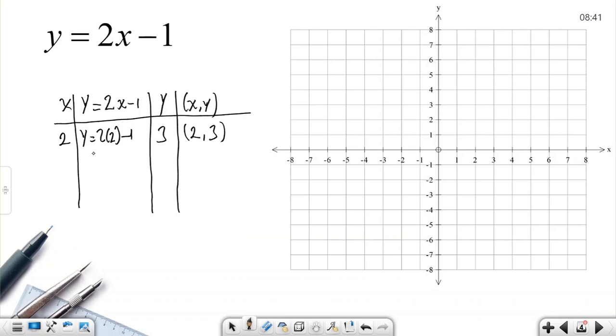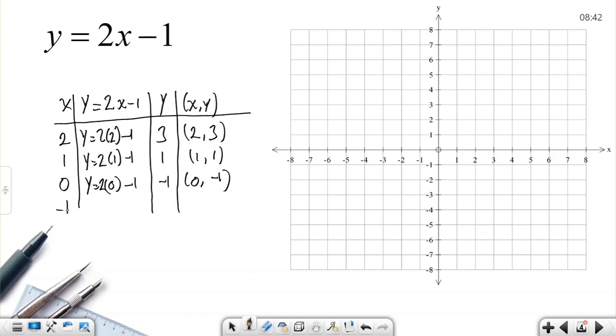2 and 3. So let's check x is 1. y equals 2 times 1 minus 1. 2 times 1 is 2, minus 1 is 1. That's good. 1 and 1. Let's check 0. Actually, if you are sure about this linear equation, from 2 points you can draw a line. But to be sure, I will write 4 or 5 different x values. So if x is 0, y equals 2 times 0, because x is 0, minus 1, that's negative 1. So it's going to be negative 1 on the y.